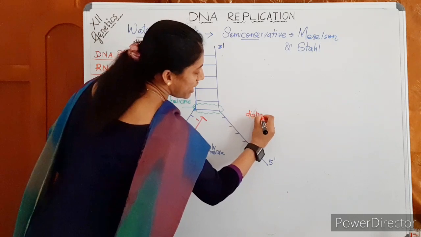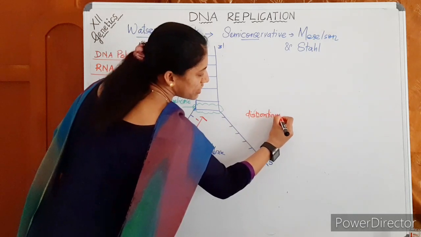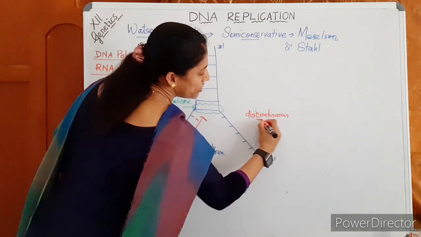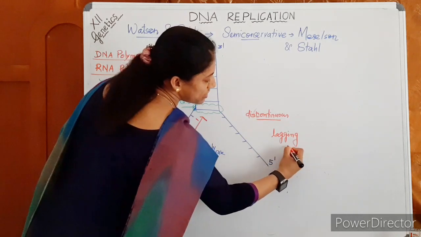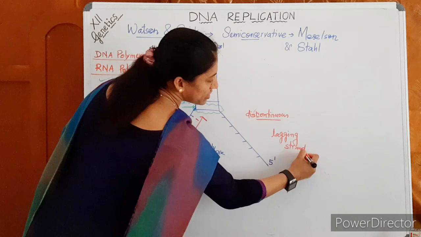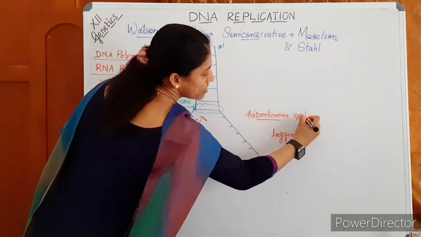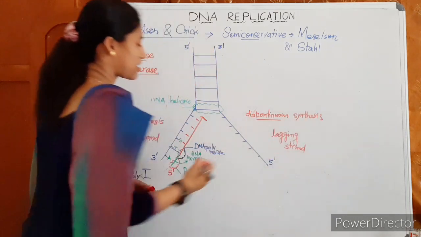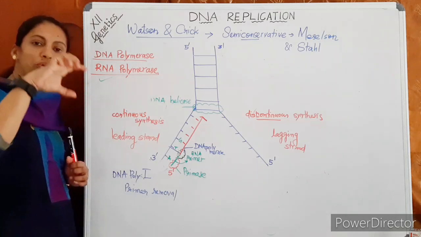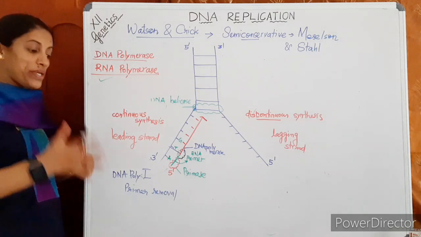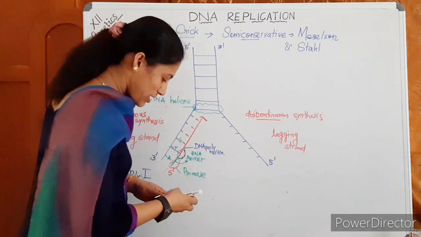Instead, it is a discontinuous synthesis leading to a lagging strand. Here is formed a lagging strand, because the synthesis is discontinuous. It forms a lagging strand with so many pieces. These pieces are specially named based on a scientist.